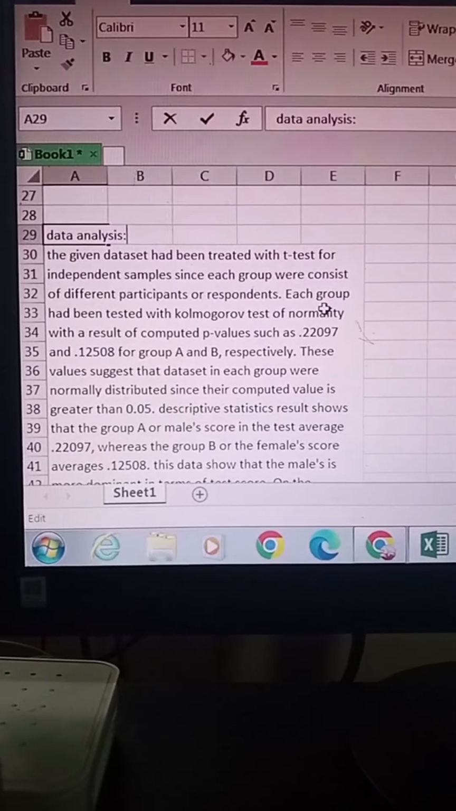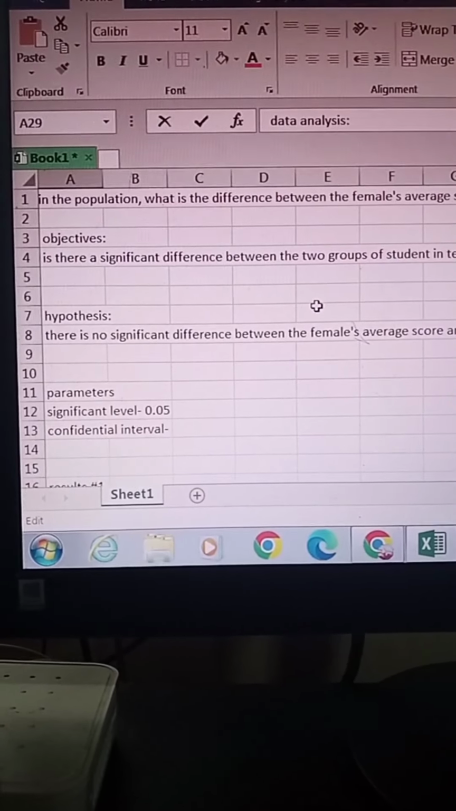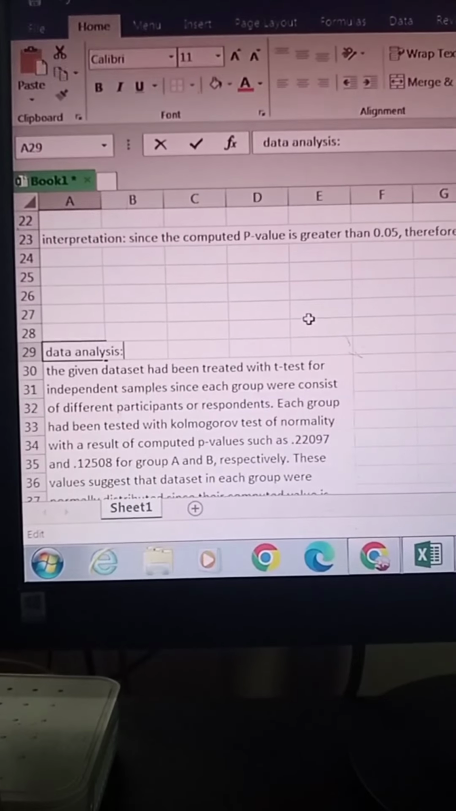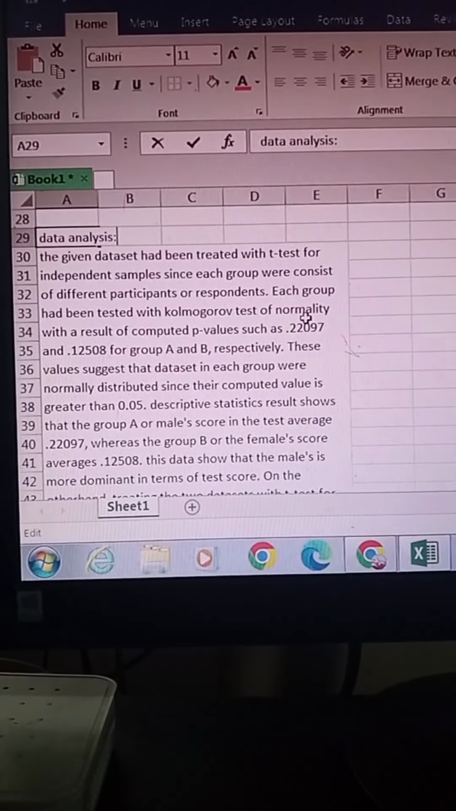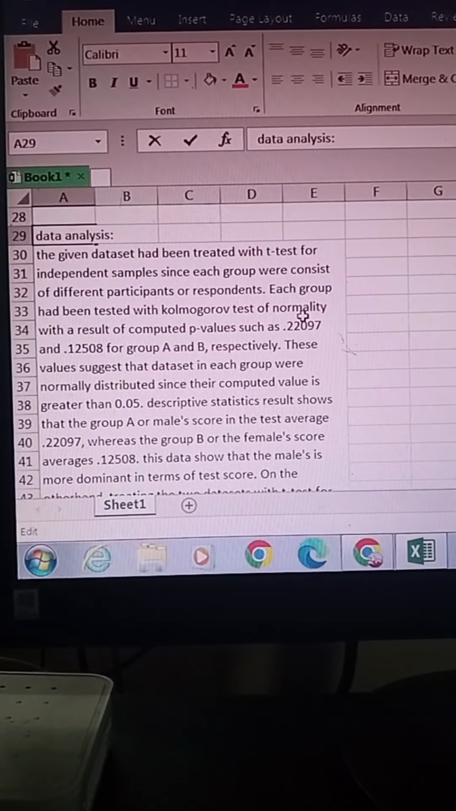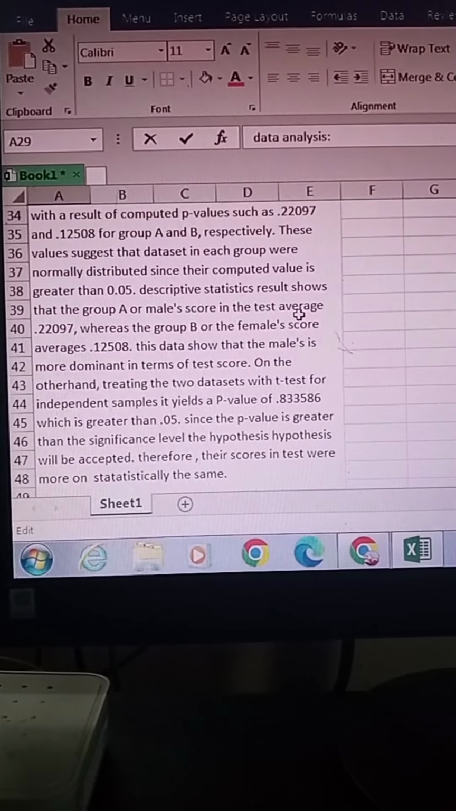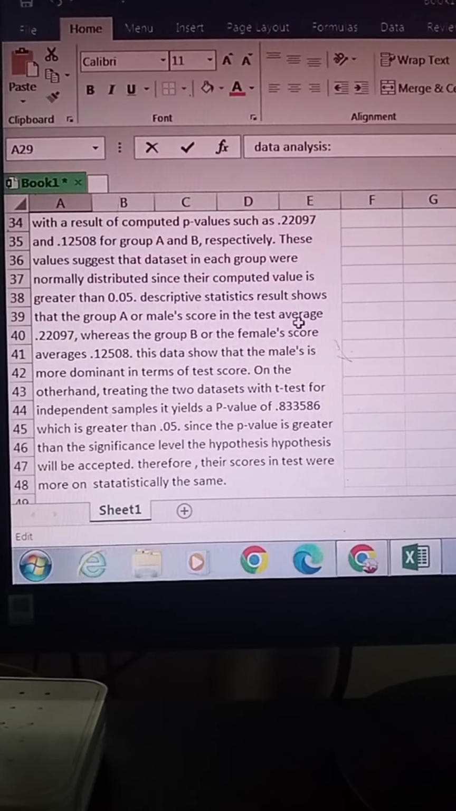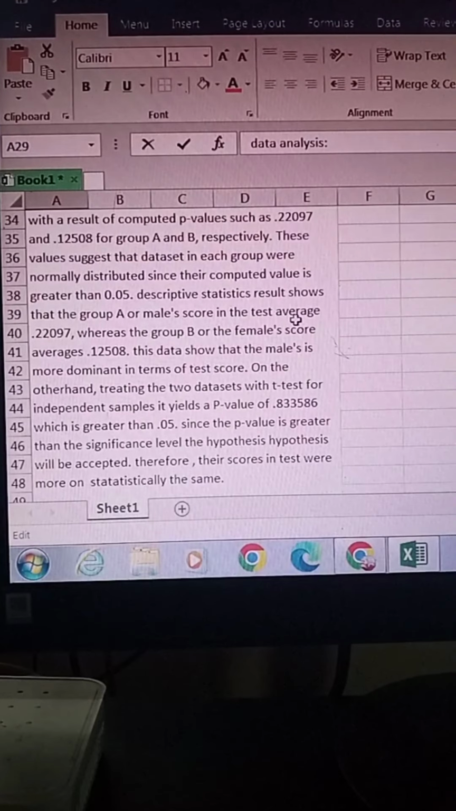Based from the data we gathered, the given dataset had been treated with t-tests for independent samples. Since each group consisted of different participants or respondents, each group had been tested with the Kolmogorov test of normality, with a result of computed p-values such as 0.22097 and 0.12508 for group A and B respectively. This value suggests that the dataset in each group were normally distributed since their computed value is greater than 0.05.